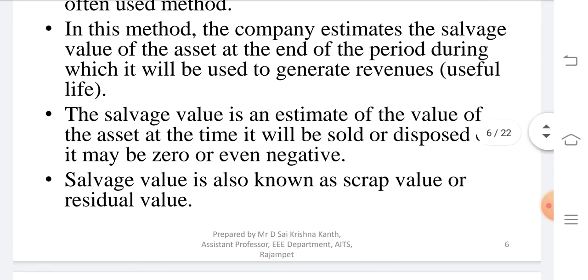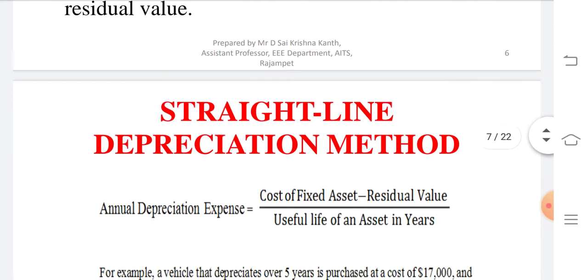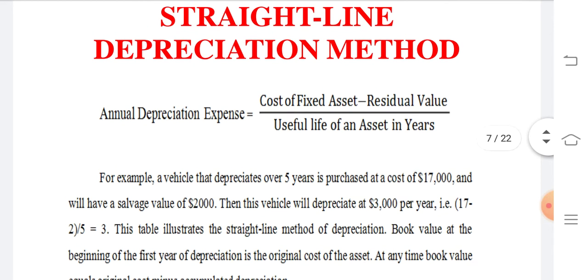So the straight line depreciation method says that the annual depreciation expense is defined as the ratio of the difference between the cost of the fixed asset and the residual value, to the useful life of the asset in years.